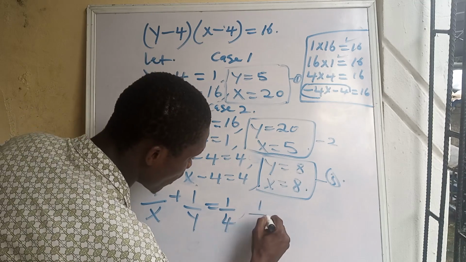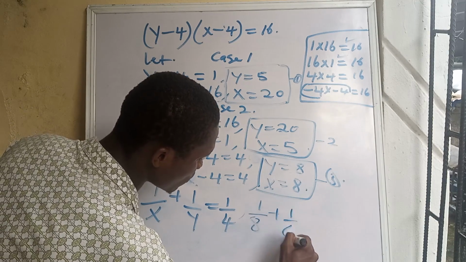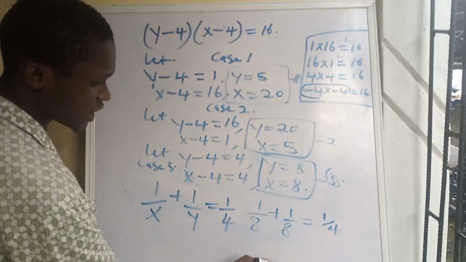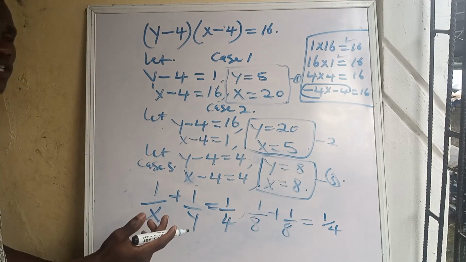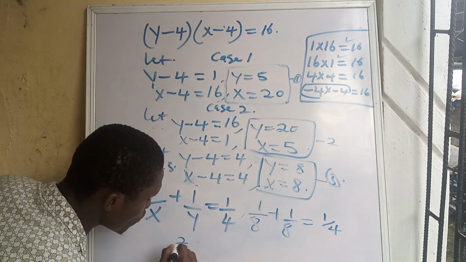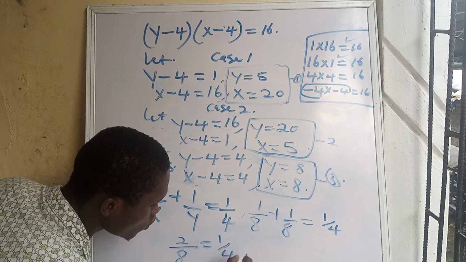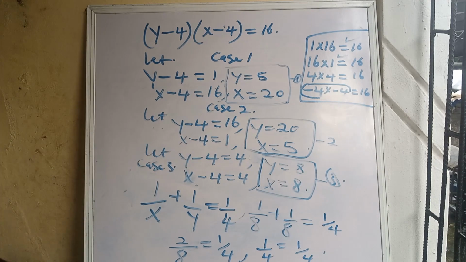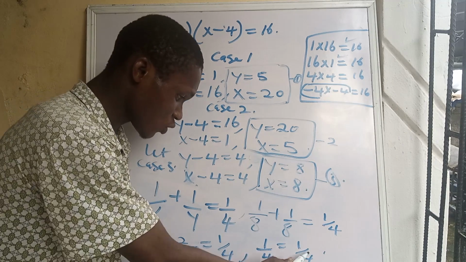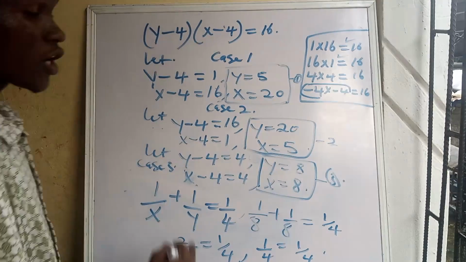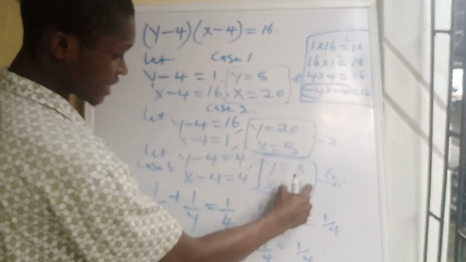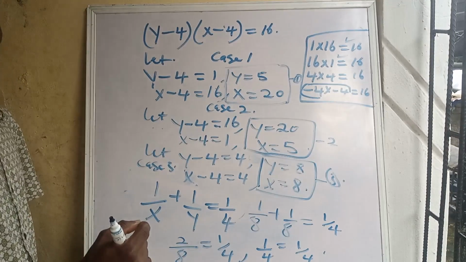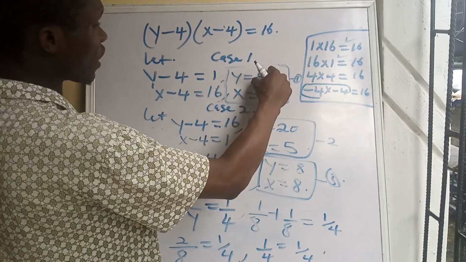So I'm going to have 1/8 plus 1/8, because x and y are the same, is equals to what? 1/4. Right? If I should look for the LCM of 8, it is 8. So we are having 2/8 is equals to 1/4, which is the same thing as 1/4 equals to 1/4. In other words, the value of x and y in case 3 is correct.